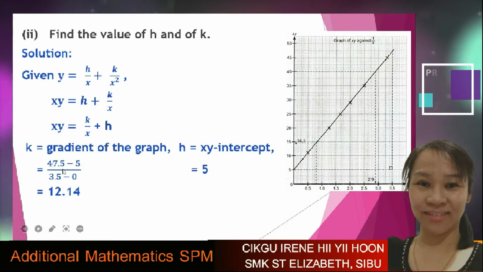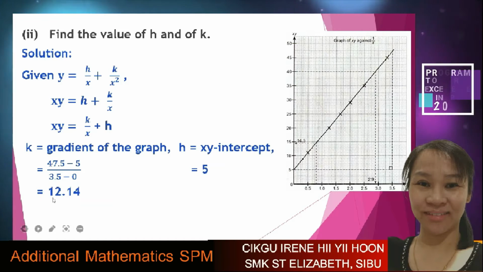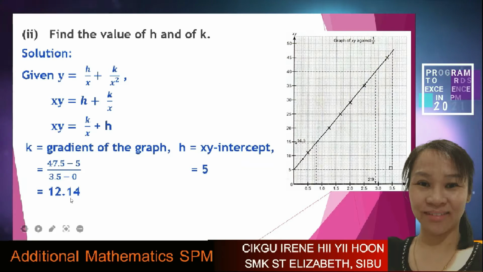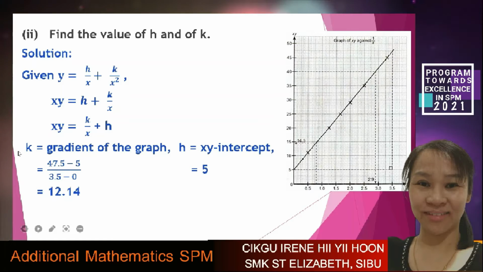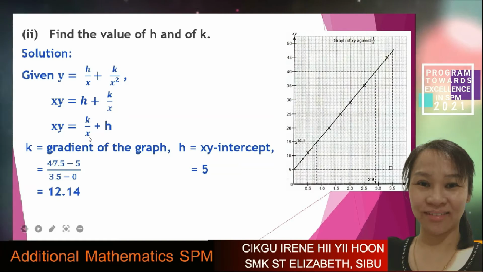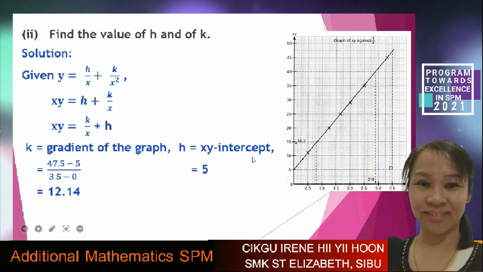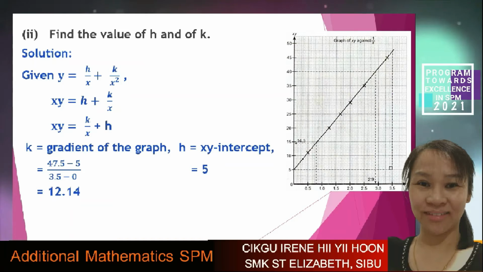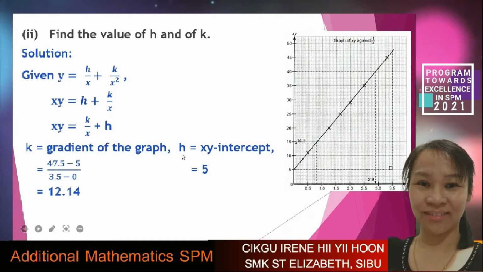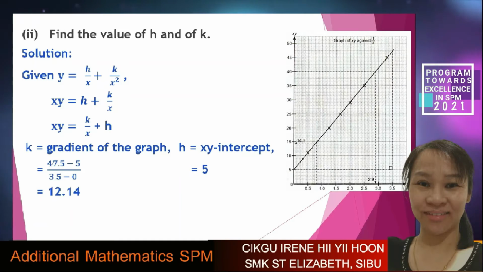47.5 minus 5 over 3.5 minus 0 equals 12.14. That is the value of constant k. And from the equation again, we will find that the constant h represents the y-intercept. From the graph, the xy-intercept equals 5. So that means the value of constant h is equal to 5.